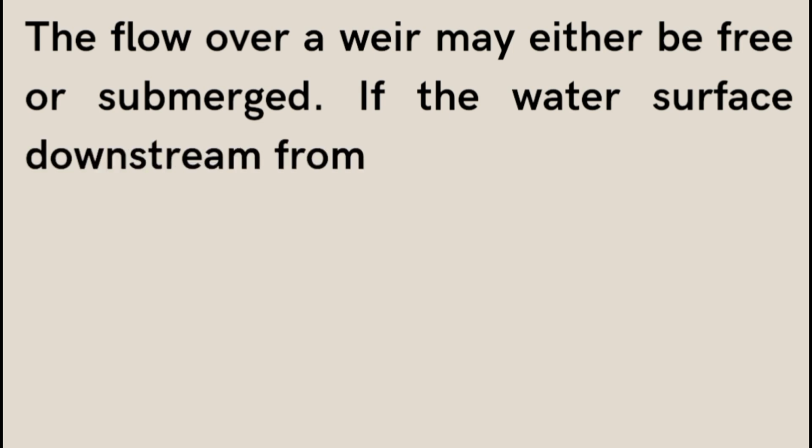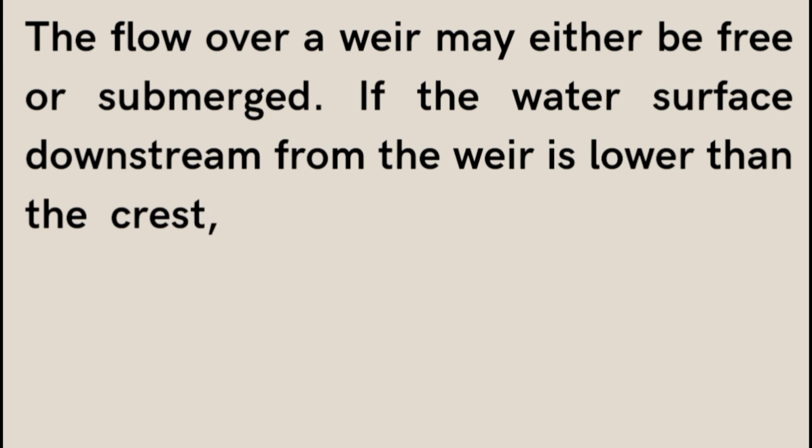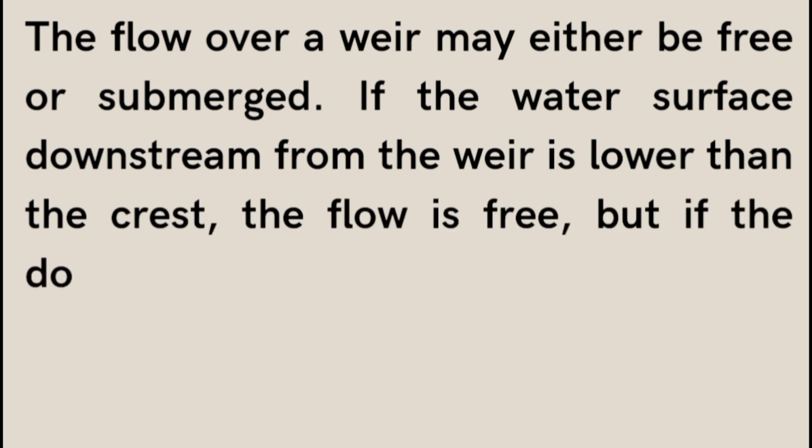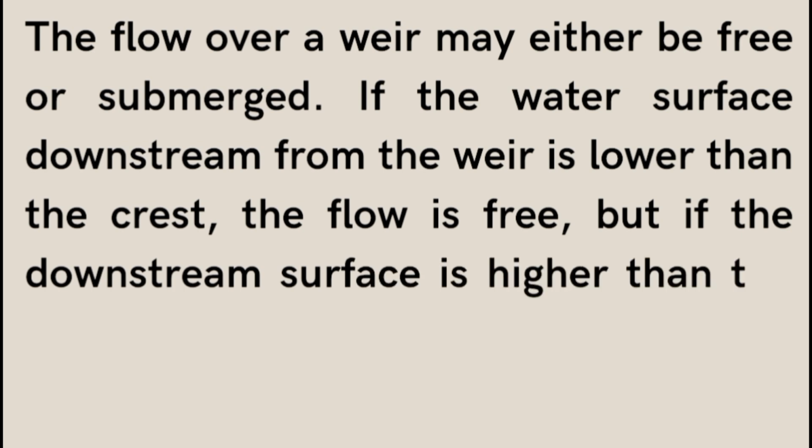The flow over a weir may either be free or submerged. If the water surface downstream from the weir is lower than the crest, the flow is free. But if the downstream surface is higher than the crest, the flow is submerged.